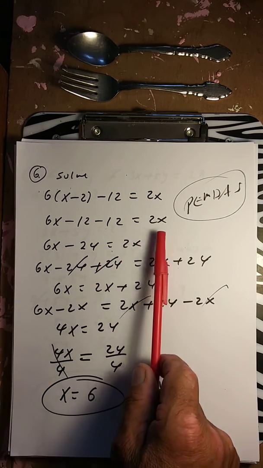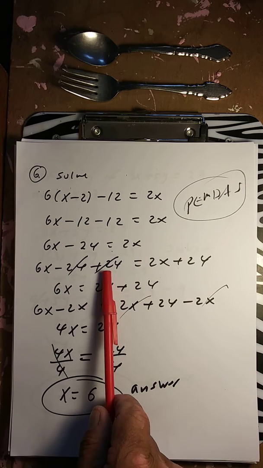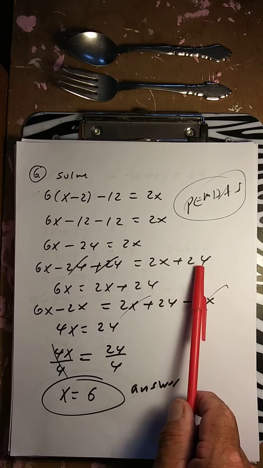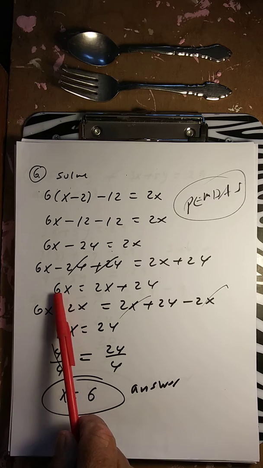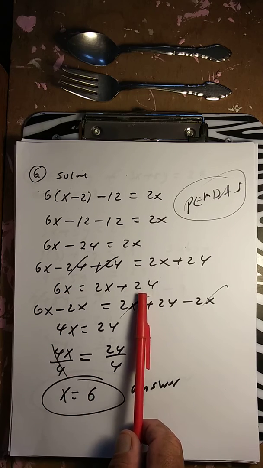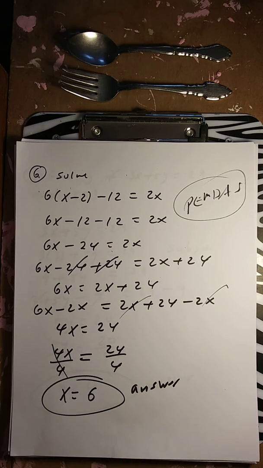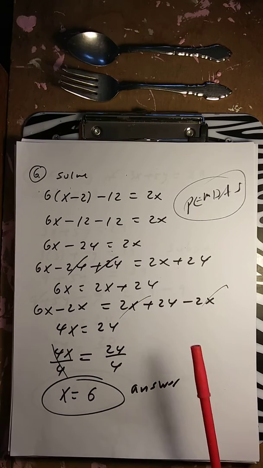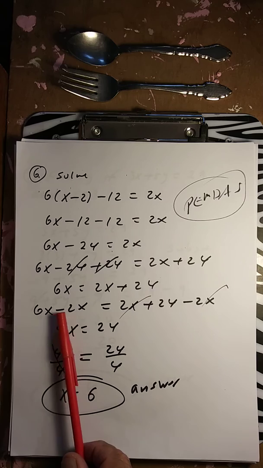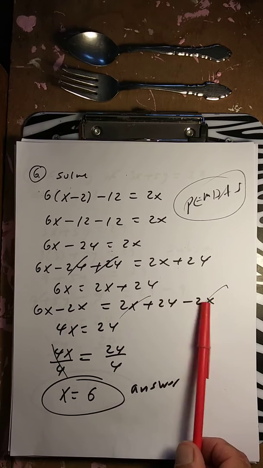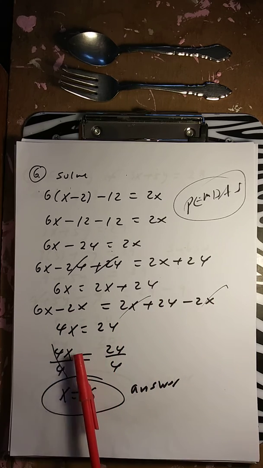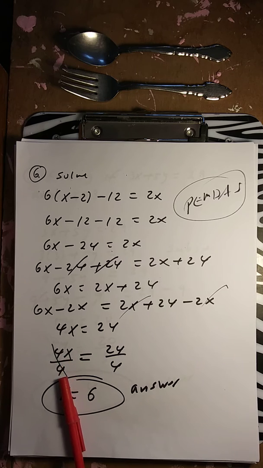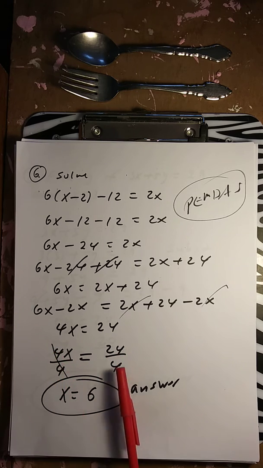6x minus 24 equals 2x. Now, add 24. Add 24. These are gone. 6x equals 2x plus 24. So in the next step, I'm going to go ahead and subtract 2x on both sides. So we have 6x minus 2x is 4x, and this is gone, so we have 24. So 4x divided by 4, 24 divided by 4. These are gone, so we have x equals what? Positive 6.